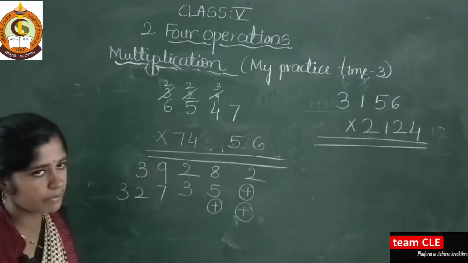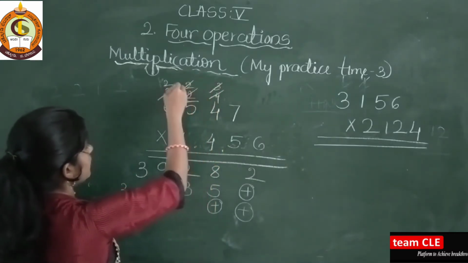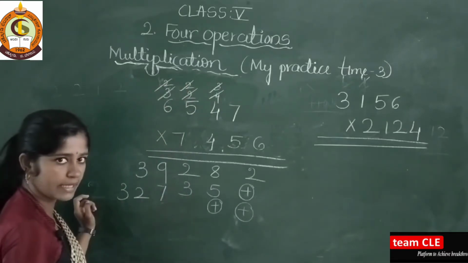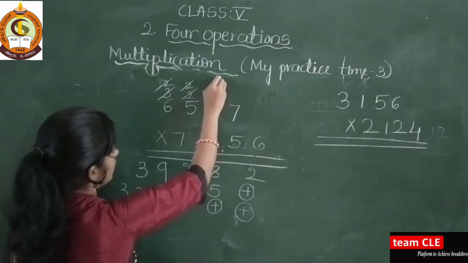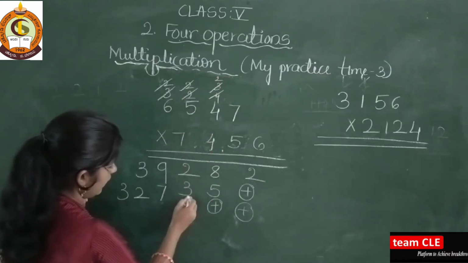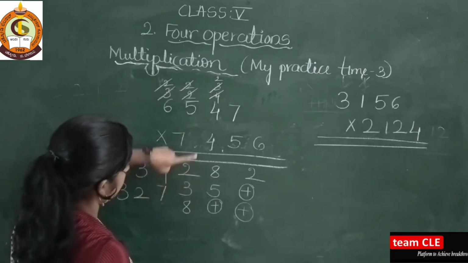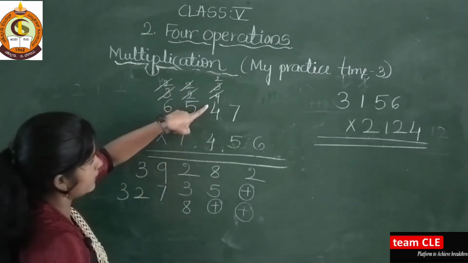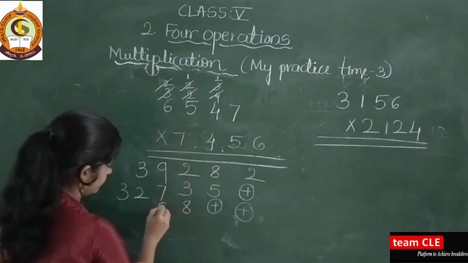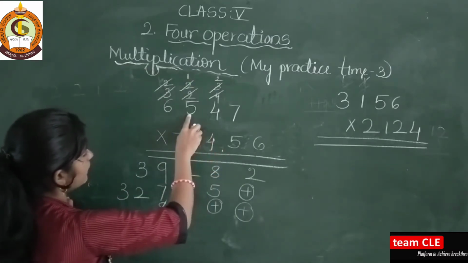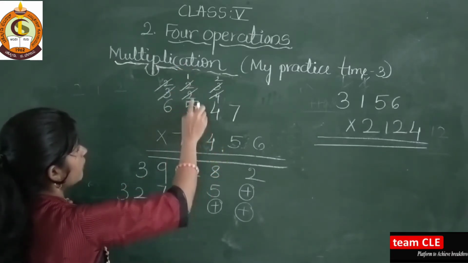Next which one remains here? 4. Then take this 4 and make scratches because I already added those numbers. Next 4 sevens are 28. Here you write 8 and keep the carry. 4 fours are 16. 16 plus 2 is 18. Next 4 fives are 20. 20 plus 1 is 21.